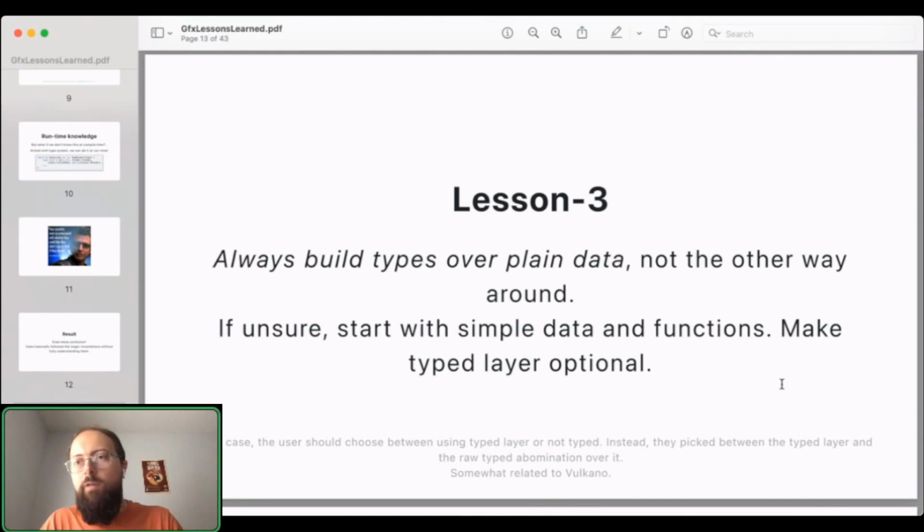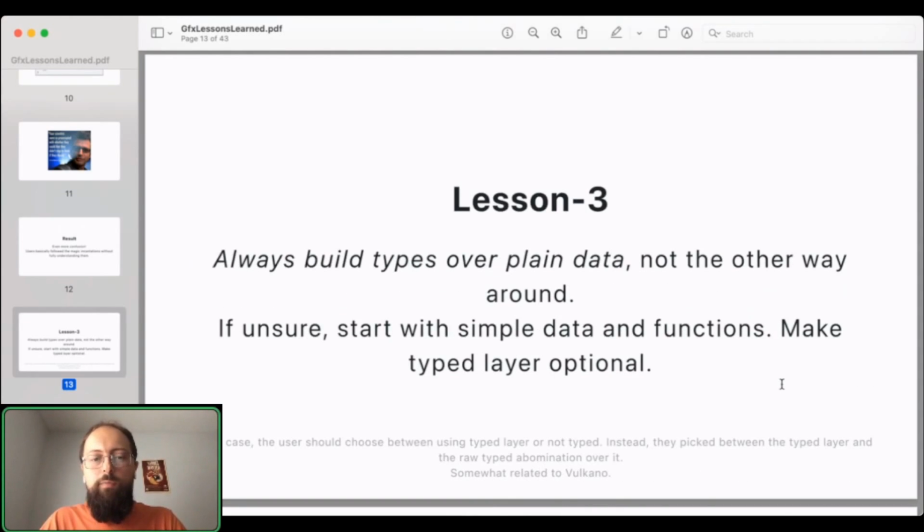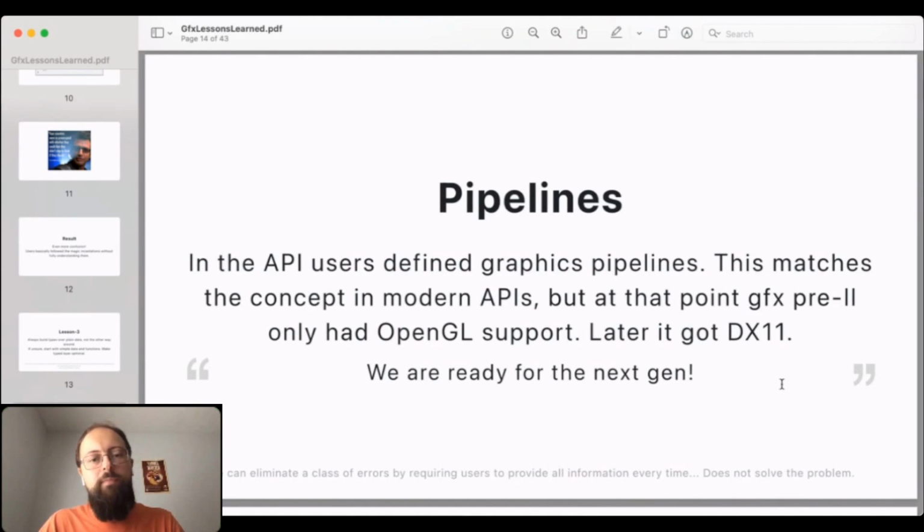You can think of Vulkano as an example which goes type first. And I don't think you can build a lot of abstractions on top of Vulkano because of that. What we should have done instead is to make the type layer the higher level and then untyped the lower. So change the layers in the opposite direction.